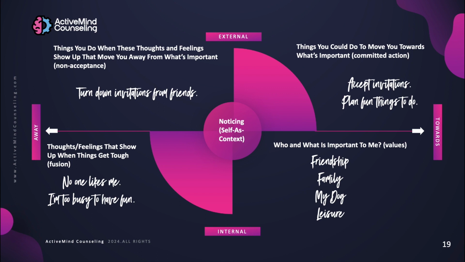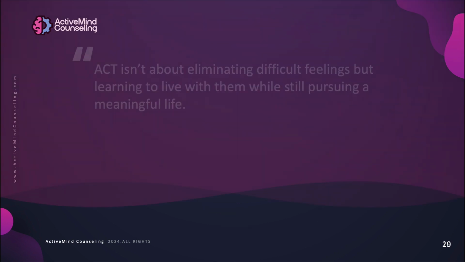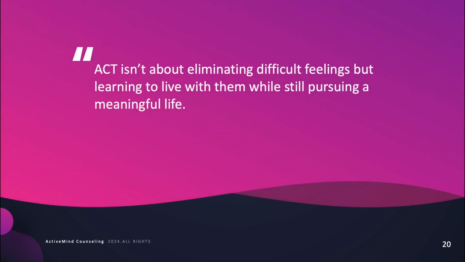By plotting on the matrix, we can better understand how our actions align with our values and where we might need to make changes. This is the noticing part, also known as self as context. Remember, ACT isn't about eliminating difficult feelings, but learning to live with them while still pursuing a meaningful life.